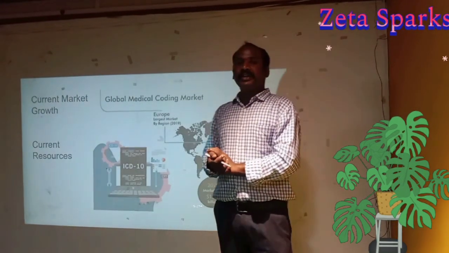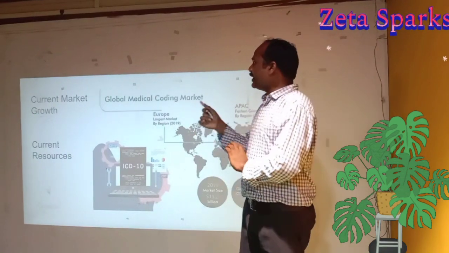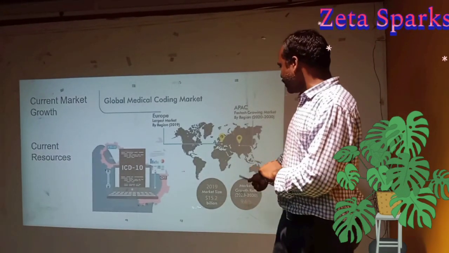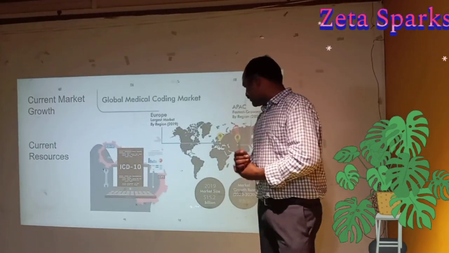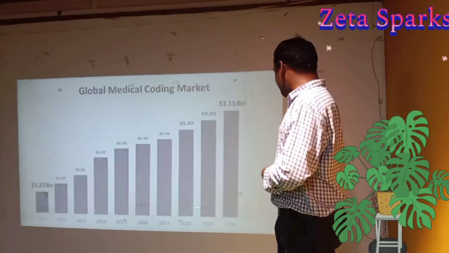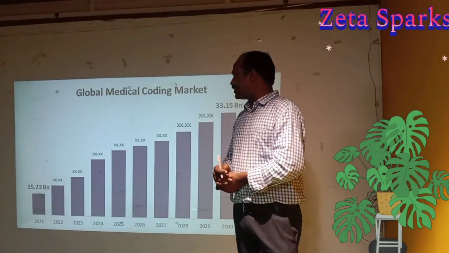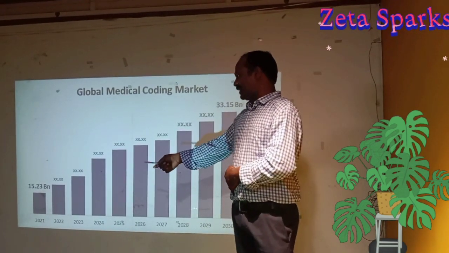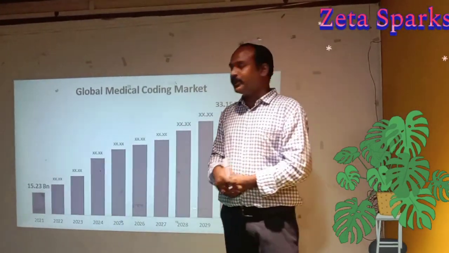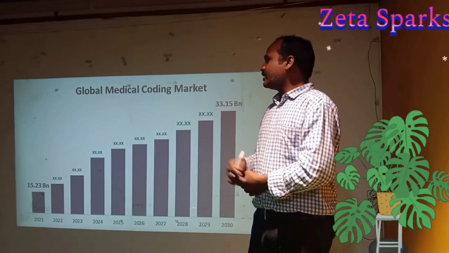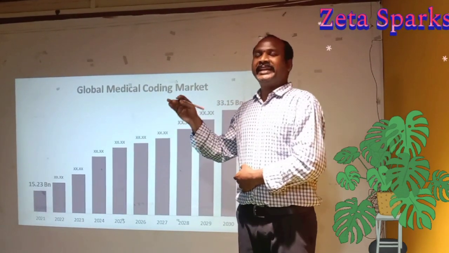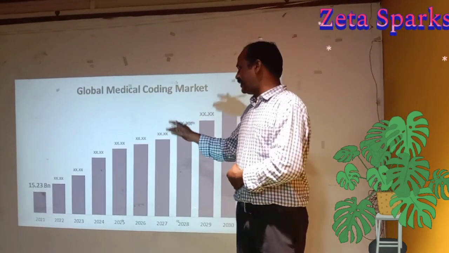Next, what is the trend of growth in this medical coding? The current market growth: medical coding started from 2019, with a market size of 15.2 billion. Now it has increased to almost triple. You can see this graphical representation of medical coding. Taking the statistical data from 2021, the recruitment for medical coding is 15.23 billion. Every year, the recruitment and placement of medical coders is increasing by 10% from one year to the next.